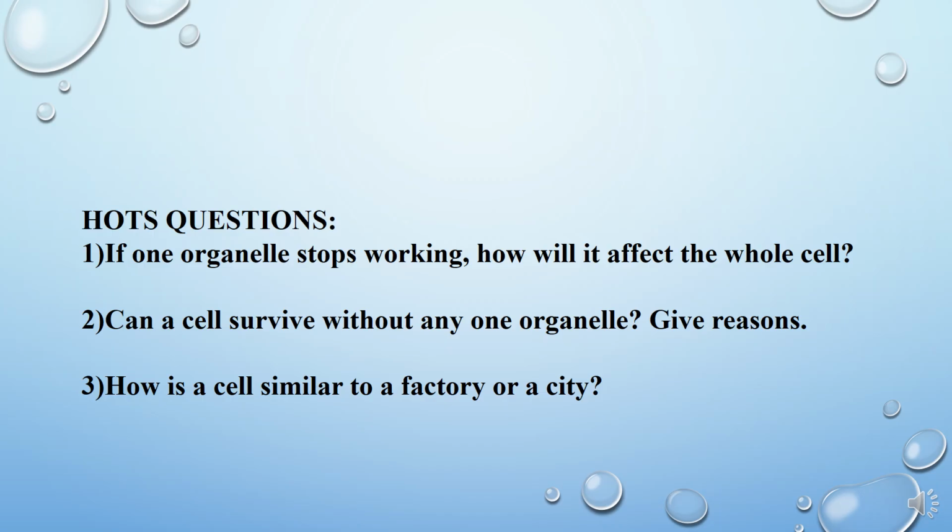A cell always works in a team where each organelle has a specific job. If one of the important organelles fails, the whole system gets disturbed. Example, if the nucleus stops working, the cell will lose control and cannot function properly. If mitochondria fail, no energy or ATP will be produced, so the cell will not survive.